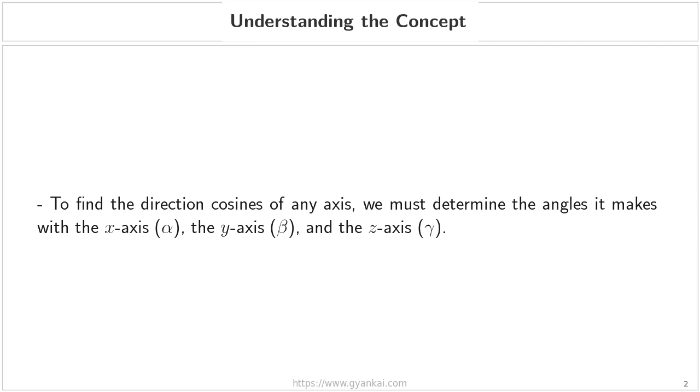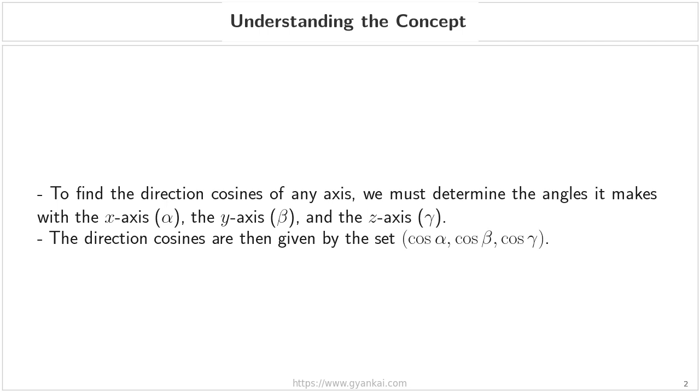Understanding the concept. Now that we have established what direction cosines represent in a three-dimensional space, let's look at the actual process of finding them. To find the direction cosines of any specific axis, we need to perform a simple three-step measurement. We must determine the three specific angles that the axis in question makes with the positive x-axis, which we call alpha, the positive y-axis, which we call beta, and finally, the positive z-axis, which we call gamma.